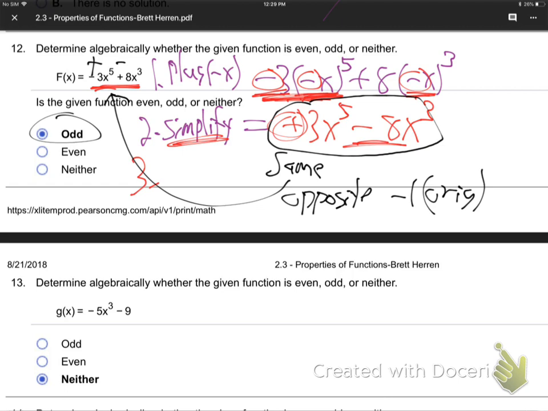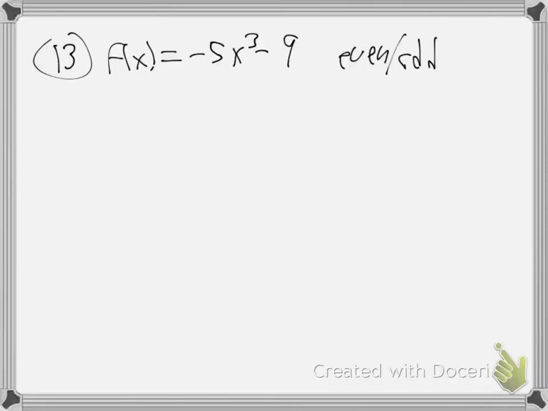Makes sense on that? Just plug in negative x, simplify, ask, is it the same as the original? Is it the opposite of the original? Opposite means all the signs opposite, right? Well, it technically means negative 1 times the original, which in a minute we'll see is a little tricky. So step 1 is plug in negative x. So go through the steps. Step 1, plug in negative x. So give that a try. See if you can do that.